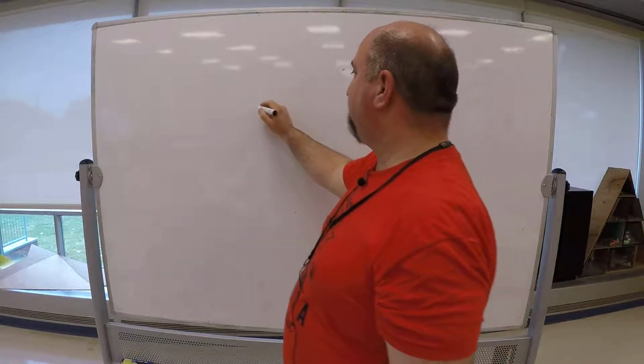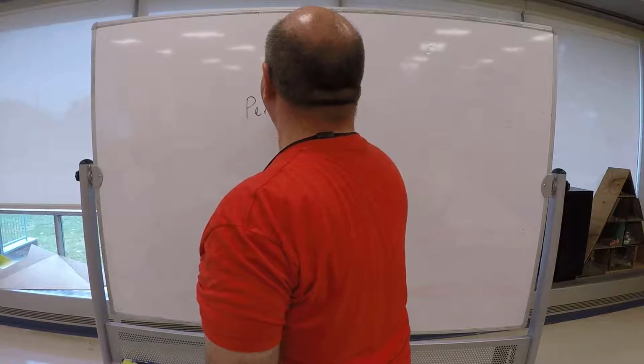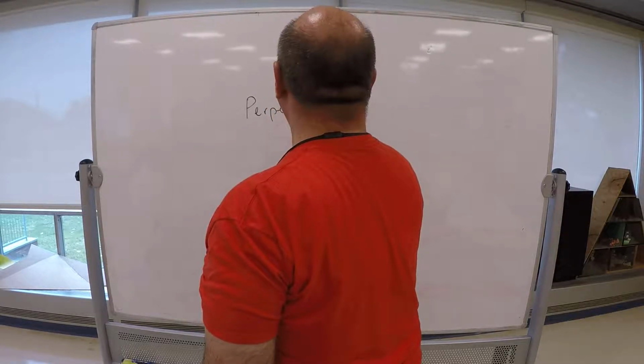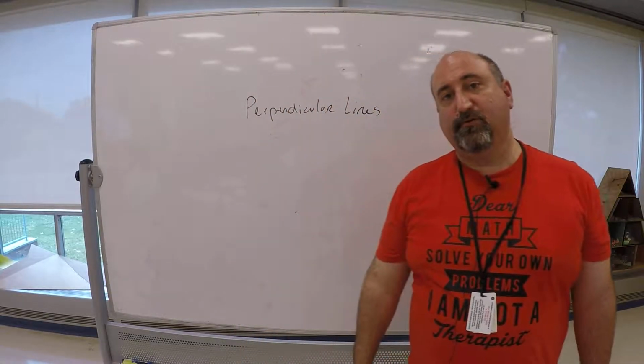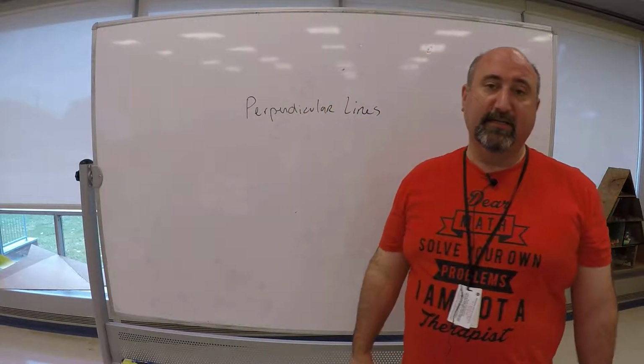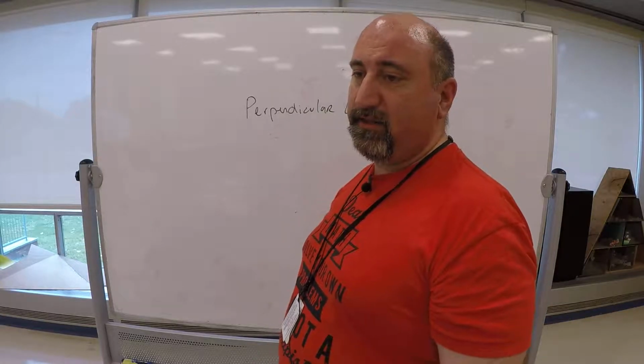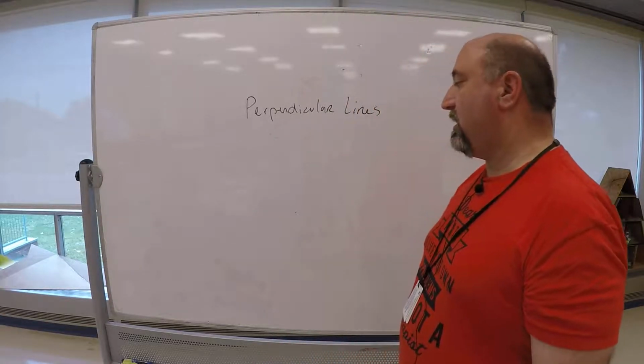Hello and welcome. Today we're going to be talking about perpendicular lines, again in relationship to transversals and angles formed. This is section 3-4 in the Holt geometry textbook.